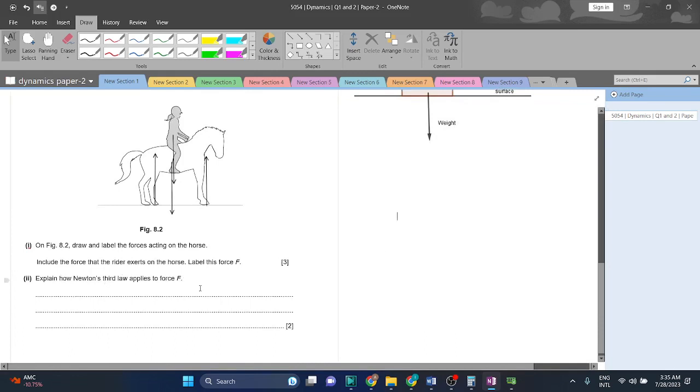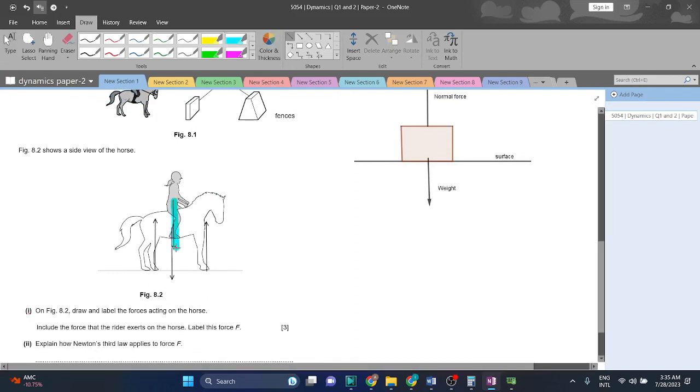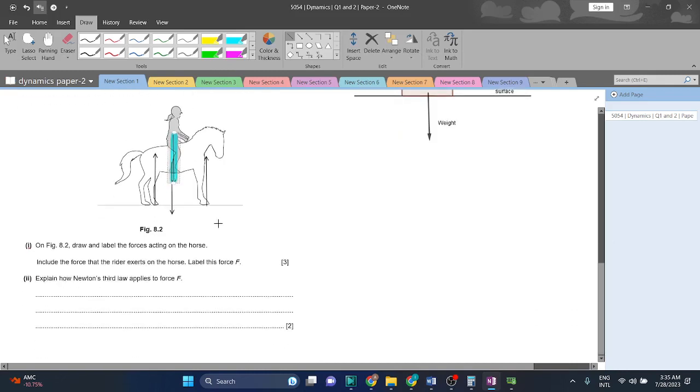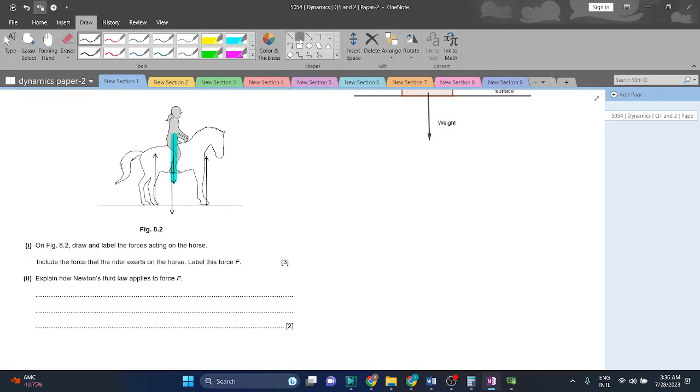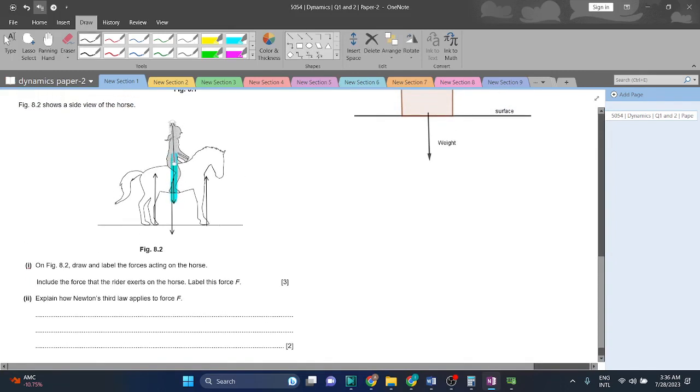Explain how Newton's third law applies to the force F. The force F is this force, right? It is this force, and it will make a Newton's third law pair that states that every action must have an equal and opposite reaction. So if the rider is causing a downward force, the horse must apply an upward force on the rider.